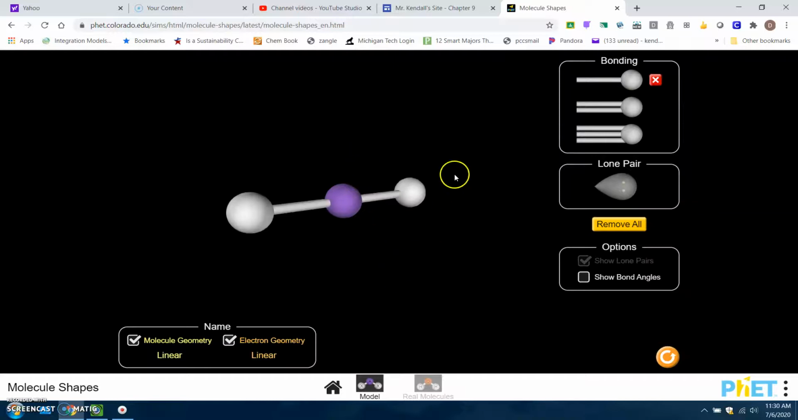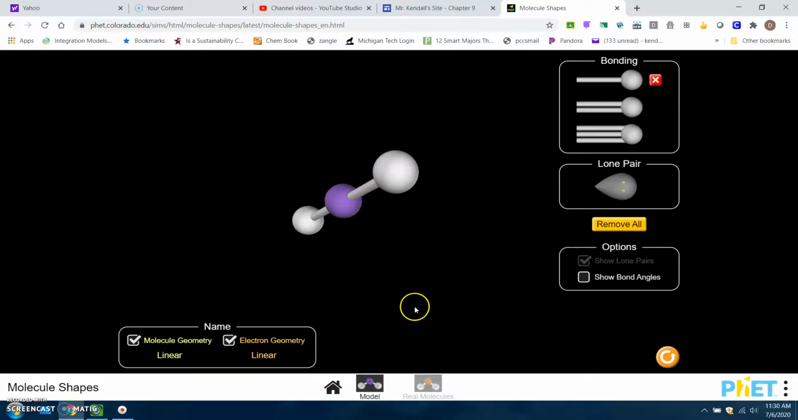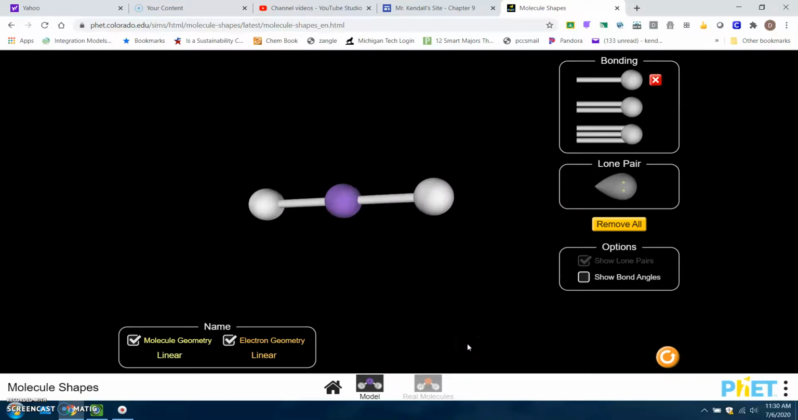But we can see that this is what it looks like in 3 dimensions. We can turn it around, which is pretty cool. This is a site a student told me about last year, and I love it, and I can't wait to use it again this year. Okay, so this is our first example, and this is it. There's no other options. I am not going to change anything out or add electron pairs. It's just 2 electron domains. 1 on the left, 1 on the right, done.